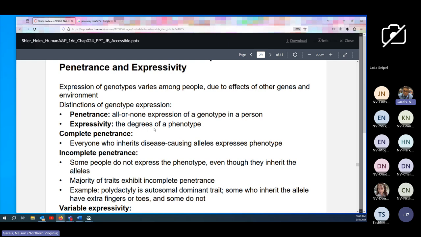And behavior doesn't have 100% penetrance. It's not all or none. So if your dad's an alcoholic, the expressivity, according to the American Psychiatric Association, is what, 40%. That means what? Because if you hang out in bars, if you do these other things, the odds of you having similar behaviors, the expressivity will increase. Okay? Same thing with criminality.